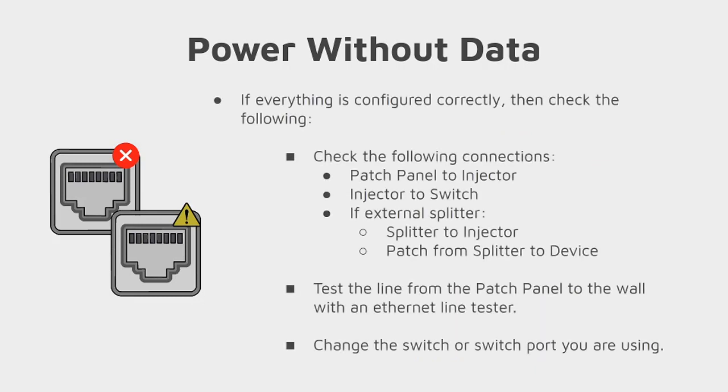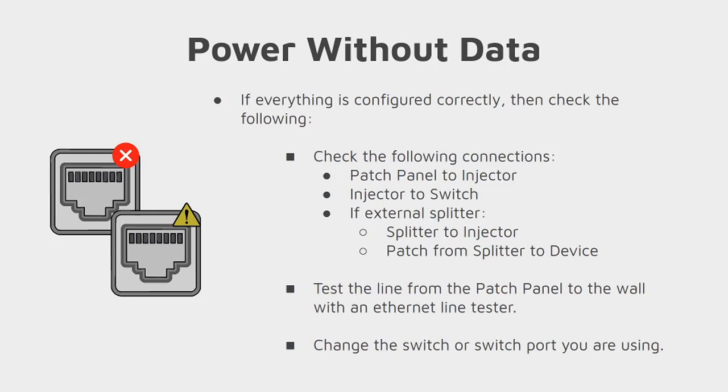Now, if everything is configured correctly, then we have to go back and double check everything. First, check your connections. Make sure they're secure. Patch panel to injector, injector to switch, and so on and so forth. Make sure you're not missing something small along the way. Maybe you've figured out the issue, maybe it was already the splitter and you've swapped it out, but you forgot to connect something along the way and it still doesn't look like it's working. Double check everything. Always, always, always double check.